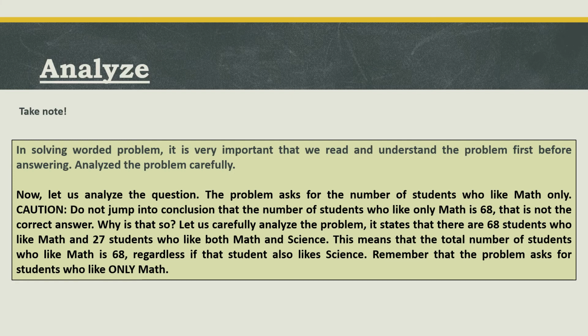Meaning, doble ang ilang ganahan. So why is that so? Let us carefully analyze the problem. It states that there are 68 students who like math and 27 who like both math and science. This means that the total number of students who like math is 68, regardless if those students also like science. Remember that the problem asks for students who like only math. So this is what I'm saying, class.